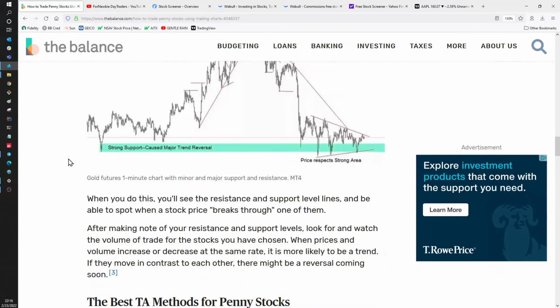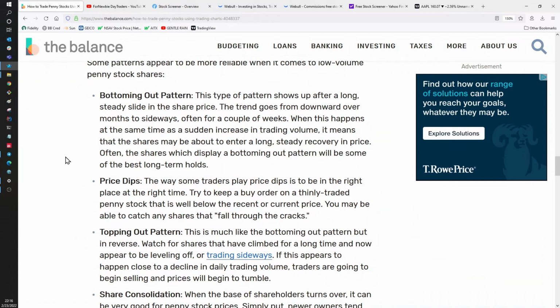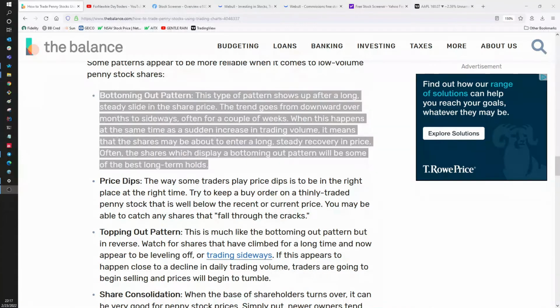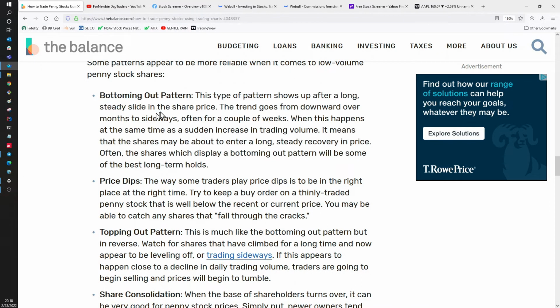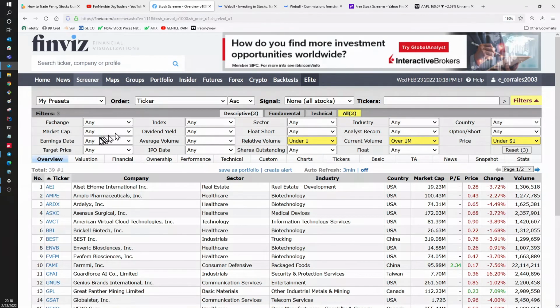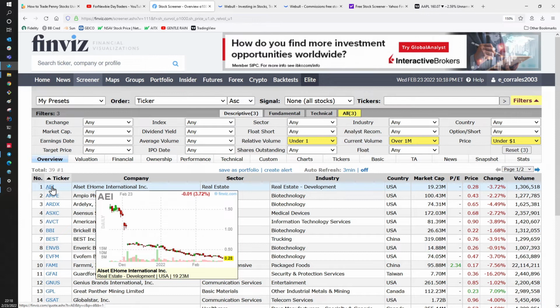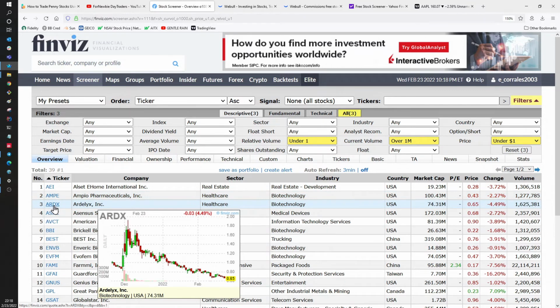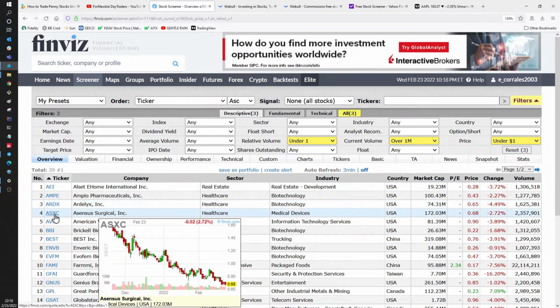And then here's where I'd like to focus a little bit of our attention, the bottoming out pattern. So maybe I can give you an example. Okay, this is where our FinViz stock screener is actually going to come in handy. This type of pattern shows up after a long, steady slide in share price. So let's look for a long, steady slide in share price. Here is a steady slide in share price. There's another one. And there's a good one right there. That's a good example. So you get the idea, a long, steady slide in share price.